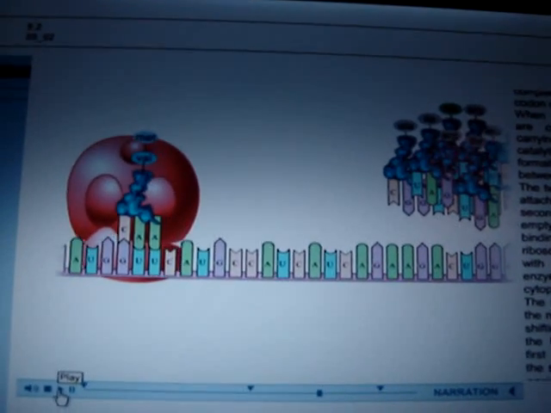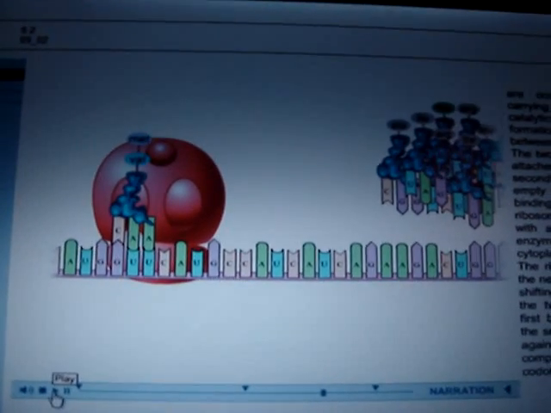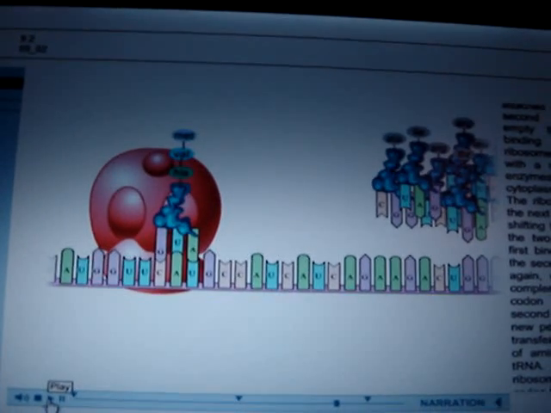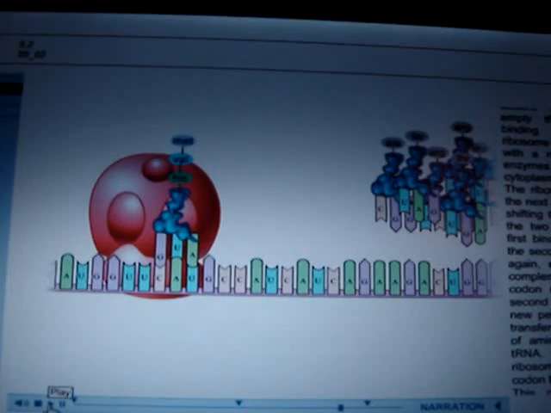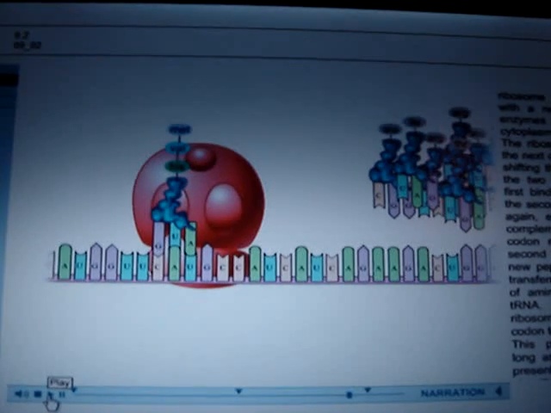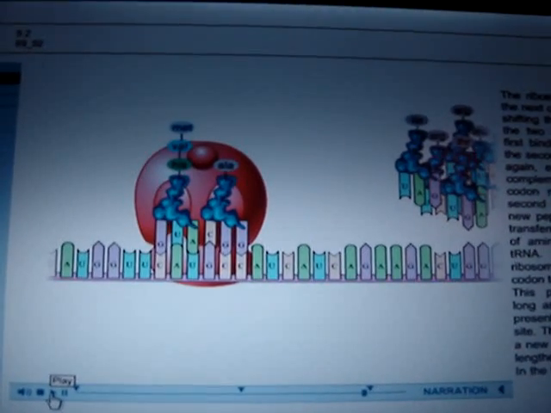The ribosome now moves to the next codon on the mRNA, shifting the tRNA attached to the two amino acids to the first binding site and leaving the second binding site once again empty. A new tRNA complementary to the third codon now attaches at the second binding site, and a new peptide bond is formed, transferring the growing chain of amino acids to the third tRNA. Once again, the ribosome shifts to the next codon to be read. This process continues as long as a stop codon is not present at the second binding site. The amino acid chain, a new protein, continues to lengthen.